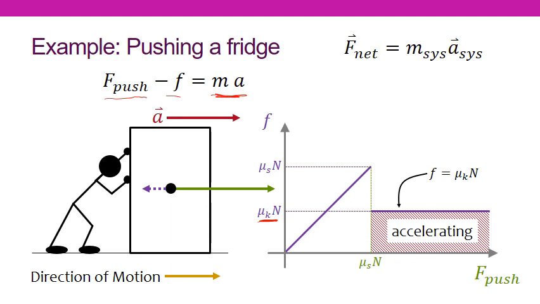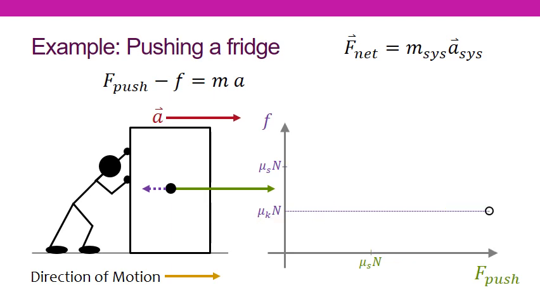Now, what happens if we change this up a little? What happens if we come at it from the other direction? Now let's look at what happens when we come at friction from the kinetic regime. So we start with our fridge moving. We're going to start with a very large pushing force, so we have a very large acceleration because we still have this equation where the pushing force minus the friction force equals the mass of my system times the acceleration of my system.